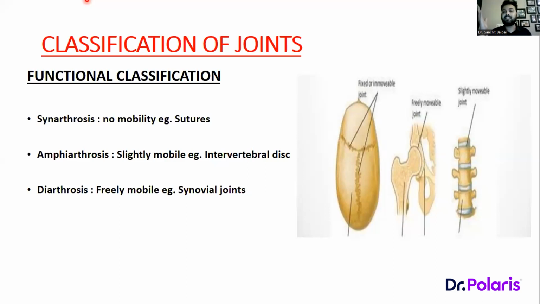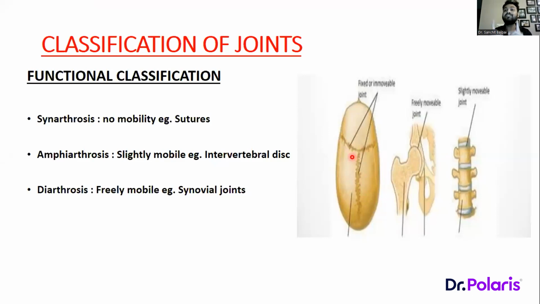Now, simply imagine, where in our body will you find this kind of scenario? Skull. If you see my hands joining like this, in an interlocked fashion, and if you see our skull, these interlocked things are what form synarthrosis. We give them the name sutures. So wherever sutures are present, we give them the name synarthrosis, or immobile joints.